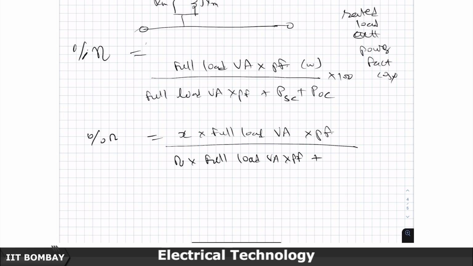Now, if the current becomes half, what happens to the I square R losses? It becomes 1/4 of the rated value. So, therefore, the I square R losses will become x square PSC, and the open circuit losses, which are the core losses, will not change because the voltage connected to the supply is still 100% voltage only. So, this should be x, and this will become the efficiency of the transformer when it is working at another loading level and power factor from what it is at the rated condition.